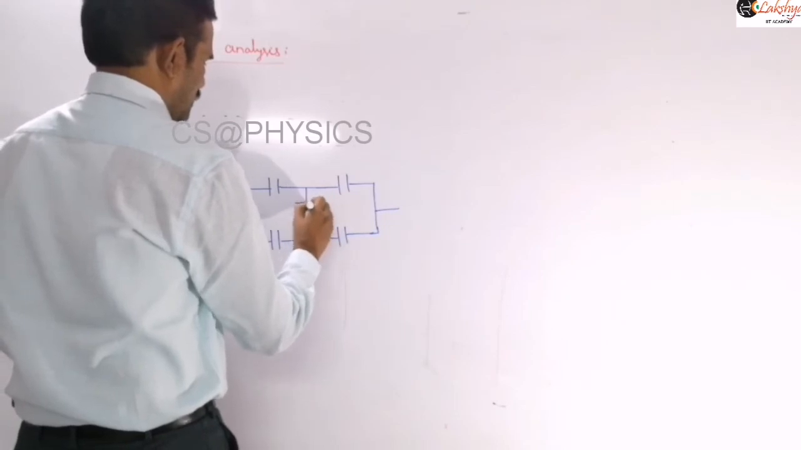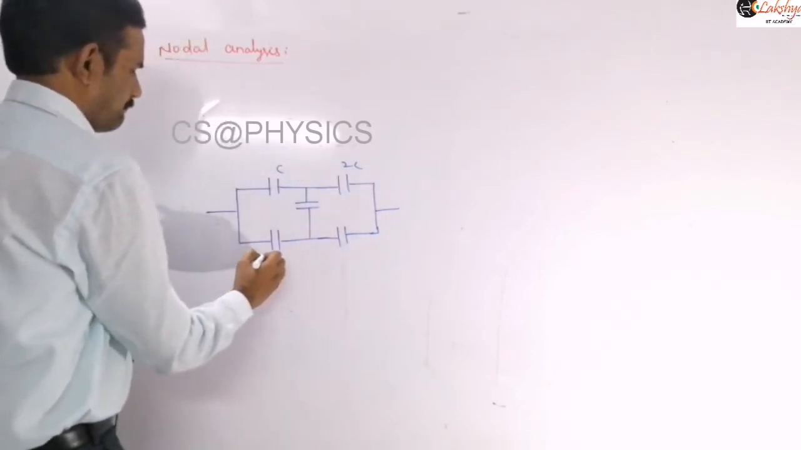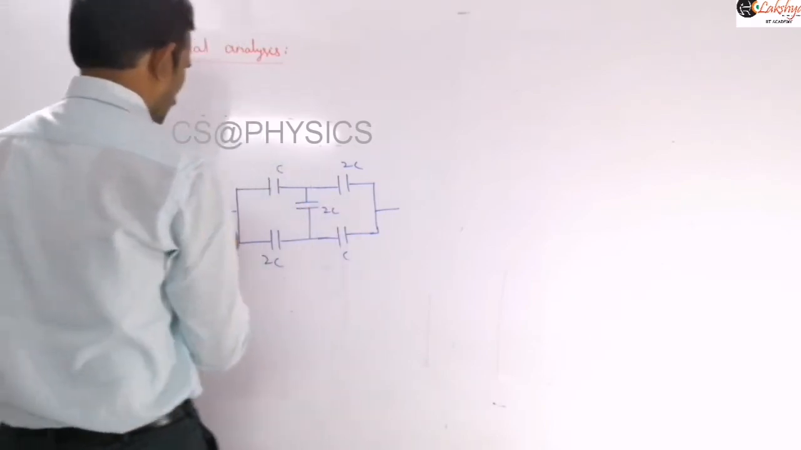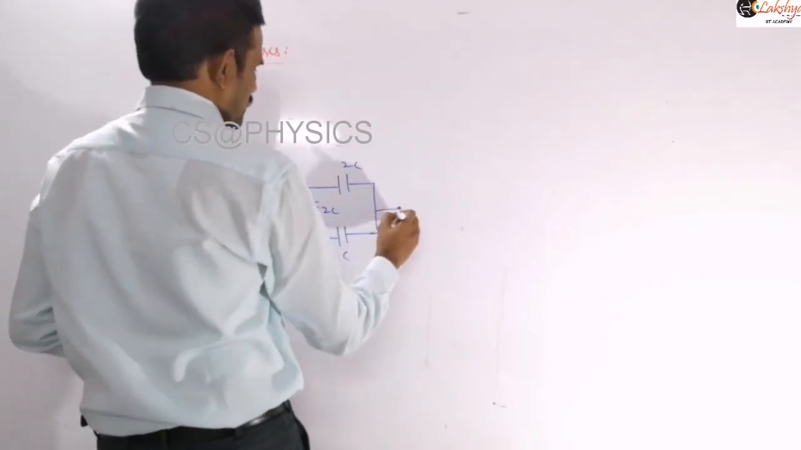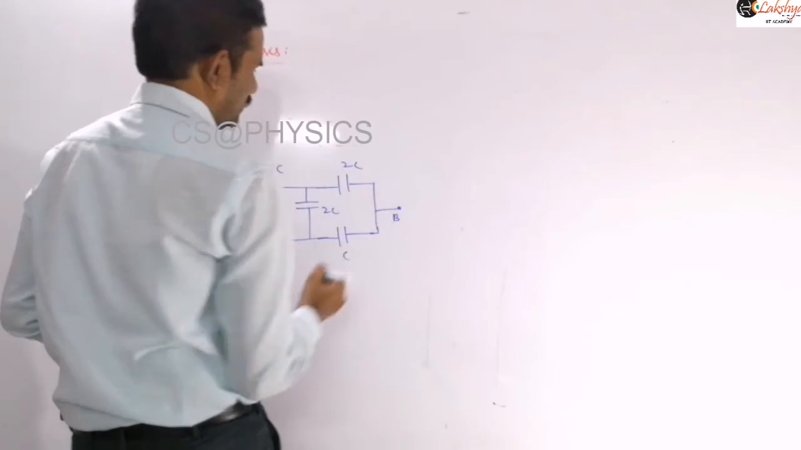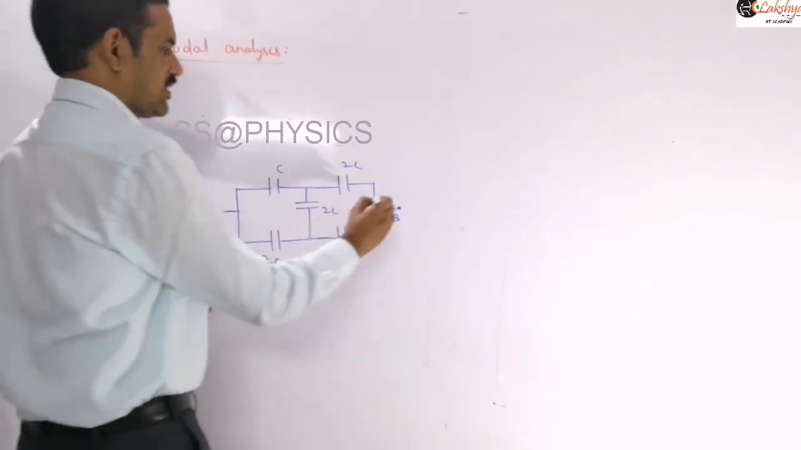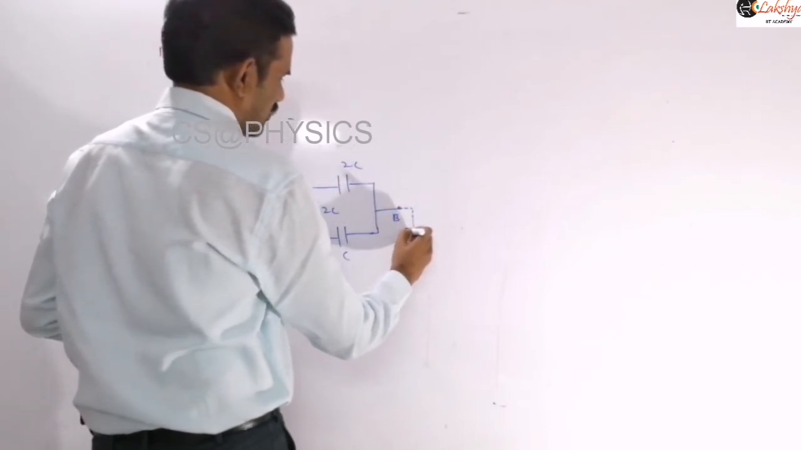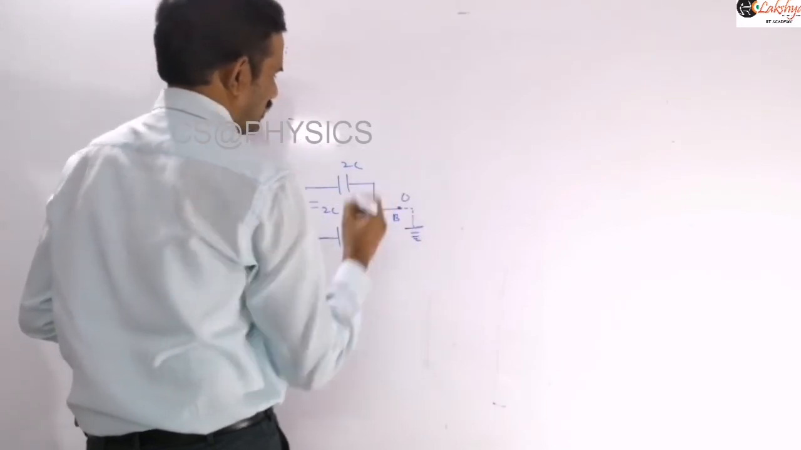So here capacitance is 2C. This is our circuit that we considered previously. This is 2C and this is C and this is 2C. And this is some point A and this is some B. Now we need to assume one of the nodes as a reference. I am assuming this node as a reference, so this node is connected to the ground. So it is zero potential here.